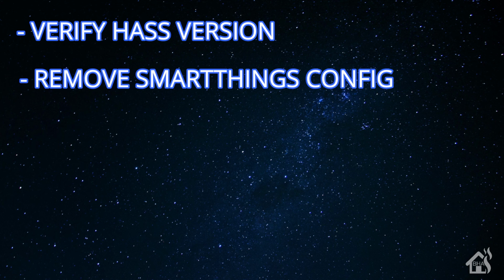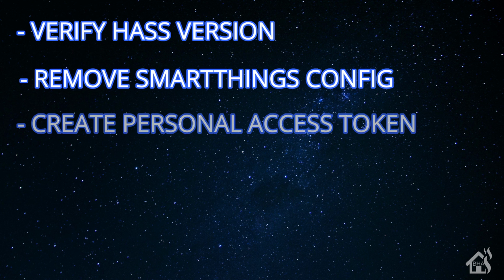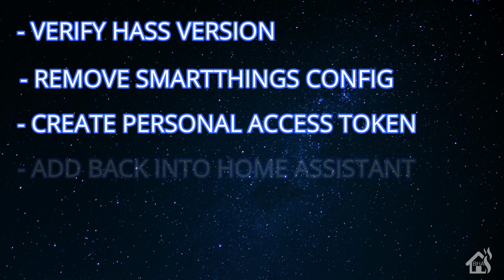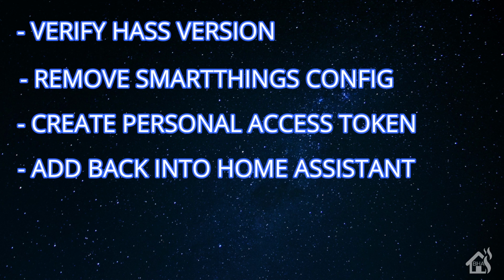Let's do a quick run through of everything we covered in this video. So we started by making sure we had the right HAS or Home Assistant version. Once we verified that we were on 0.90 or later, then we removed our existing SmartThings config. Once it was all cleared out, we generated a new personal access token. And then lastly, we just added everything back into Home Assistant.